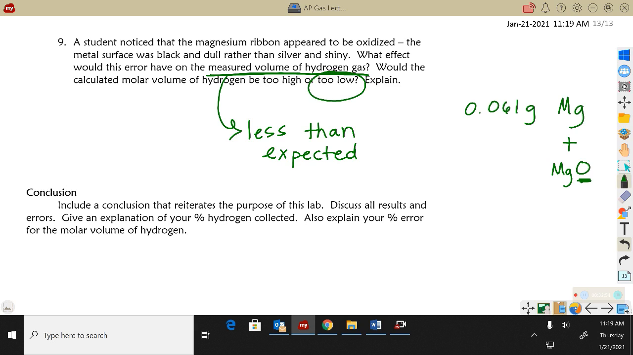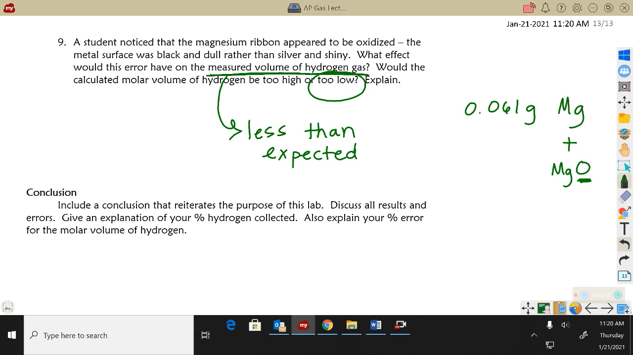And so with our data being a little bit too high, we had a little over 100% yield, which is obviously impossible. It's probably more likely that we had maybe a little air bubble in there. And so that's where I would go with my conclusion.